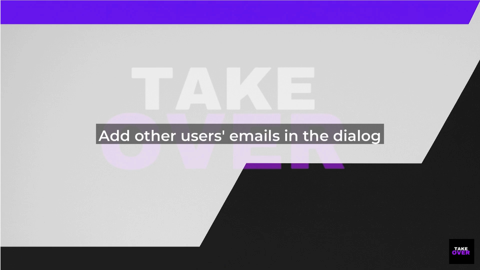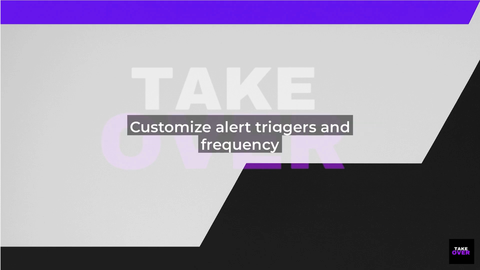A dialog box will pop up where you can customize your alert. In this dialog, you'll see options to set who gets the alert. That's right, you can add other users' emails directly here. Type in their names or email addresses, then choose what triggers the alert, like when an item is changed, added, or deleted. You can even specify how often they get notified, daily summaries or immediate alerts.